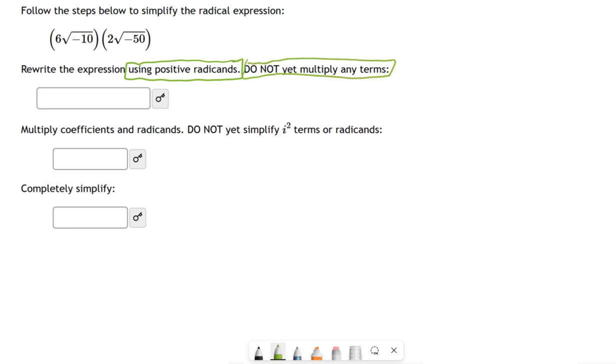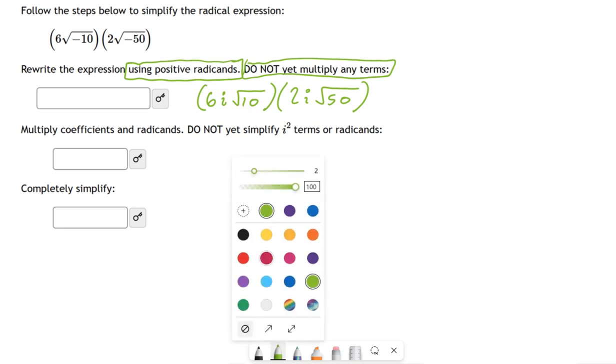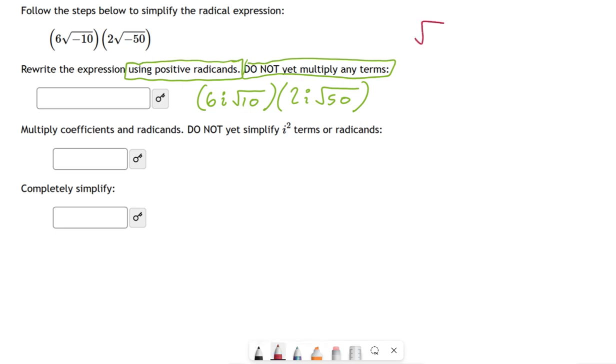Okay, that means I don't want to do 6 times 2 or any of that business. I just want to say, 6i square root 10, that's my first one, times 2i square root 50. That's my second one. See, all that's changed was I changed those negative radicands to positive using this basic rule. Okay, this is something that goes for a lot of things in algebra. If you have negative times a number inside a square root, that negative pops out as an i, and you just have square root a left over. Okay, that's the rule I'm using here.